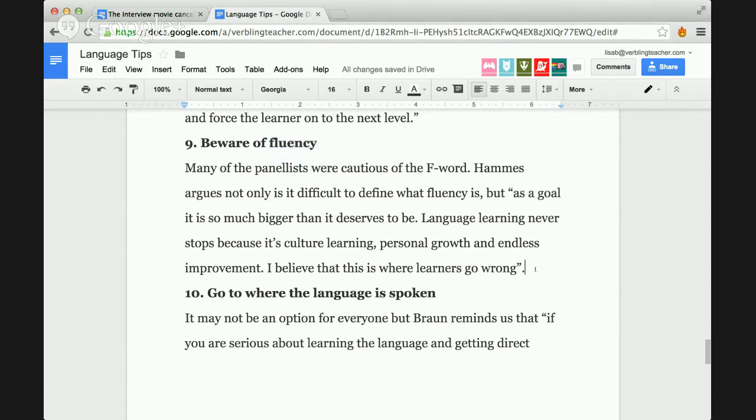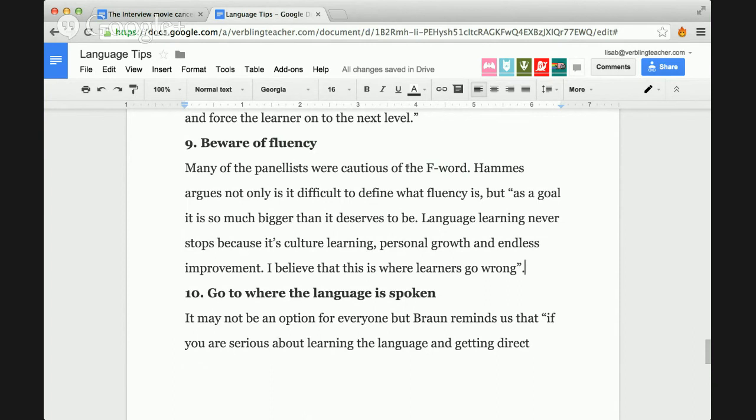Beware of fluency. Many of the panelists were cautious of the F word. Hence, argues not only is it difficult to define what fluency is, but as a goal it is so much bigger than it deserves to be. Language learning never stops because it's culture learning, personal growth, and endless improvement. I believe that this is where learners go wrong.